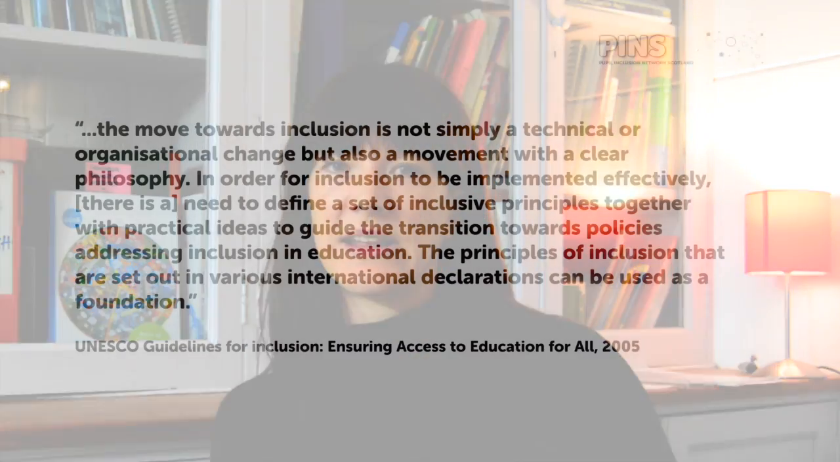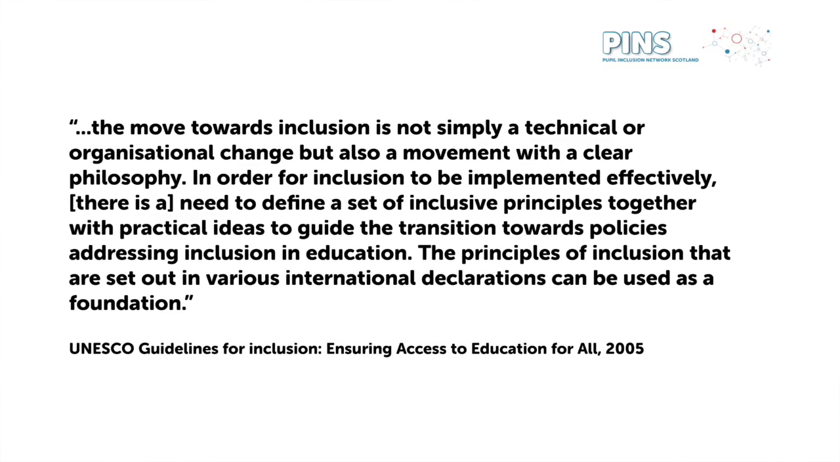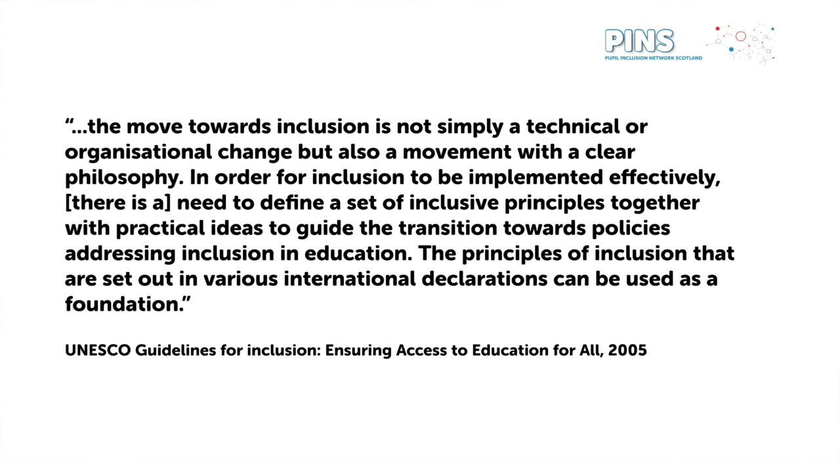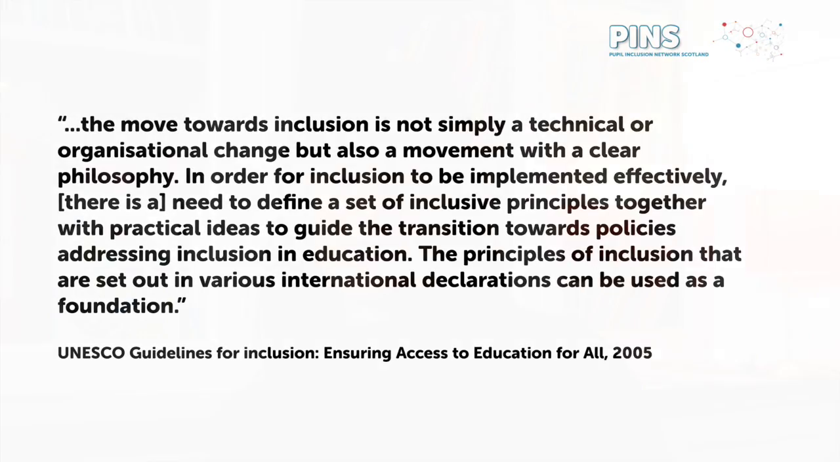They are doing things, but it's worth reflecting again on what the international human rights system has to say about our approach. For example, there are UNESCO guidelines for inclusion, and in these guidelines they talk about educational inclusion needing a clear philosophy. They talk about the need to define a set of inclusive principles together with practical ideas that guide the transition towards educational inclusion. And again, they point to the need to use the human rights system to underpin this approach.